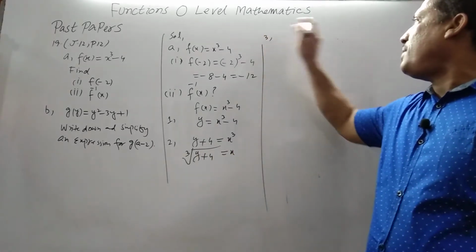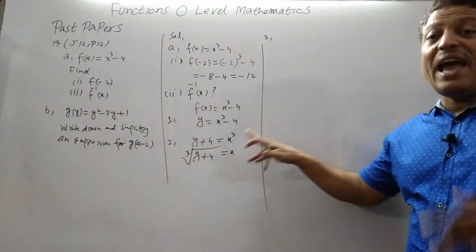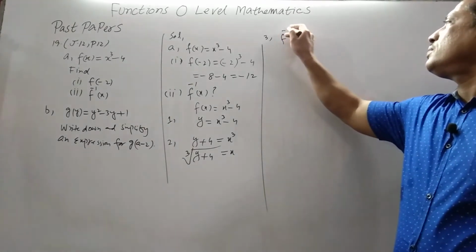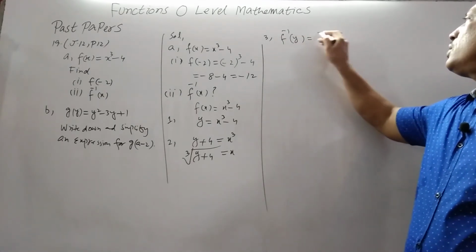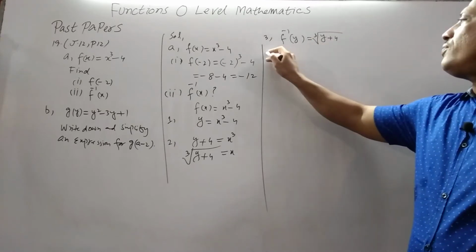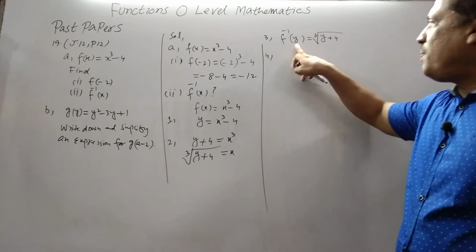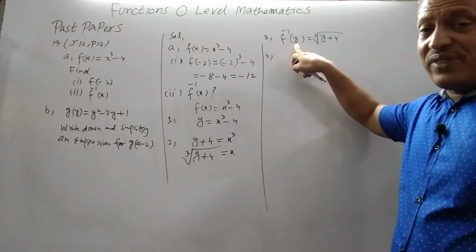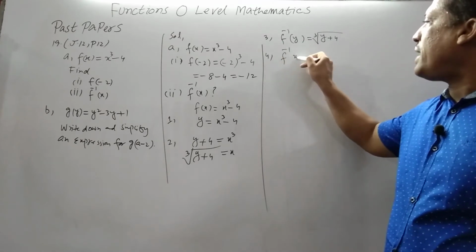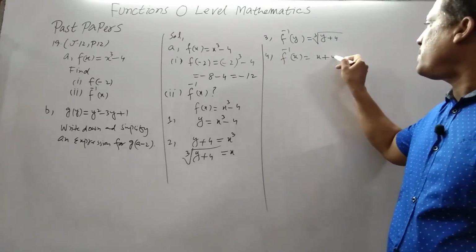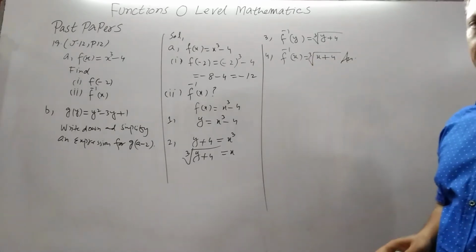What is the third step? Third step is replace x by f inverse y. So f inverse y is the cube root of (y plus 4). And the fourth and final step is replace y by x. So f inverse x equals the cube root of (x plus 4). This is our final answer.